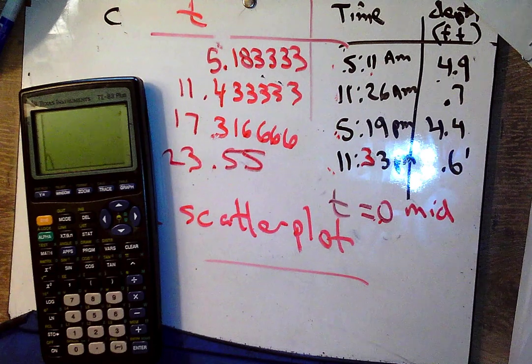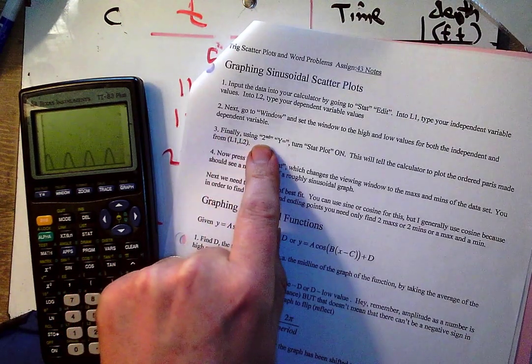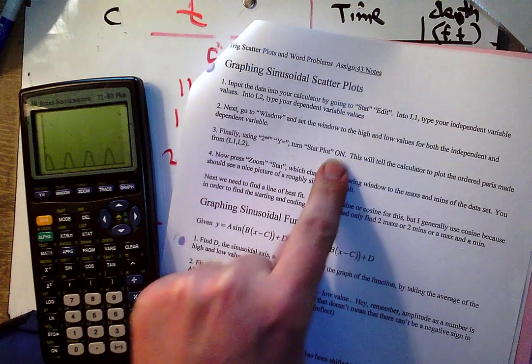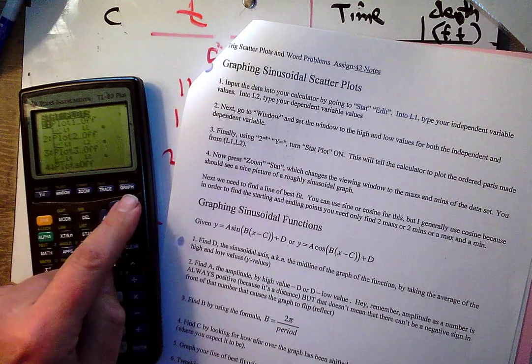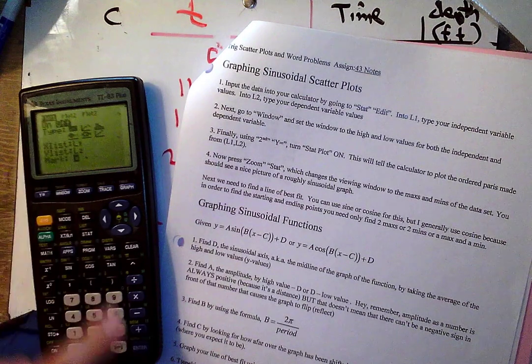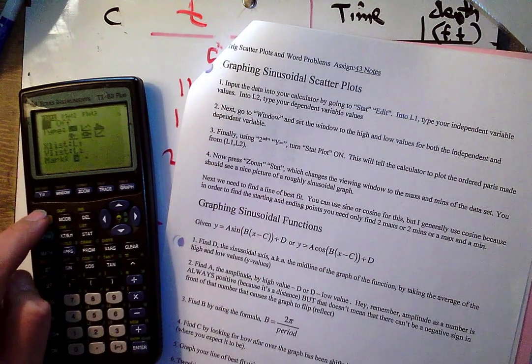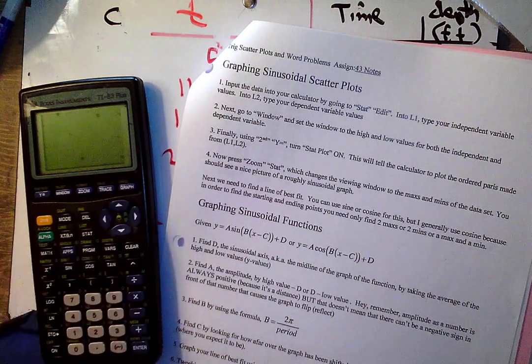Right. Yeah, I don't see it. So where is it, Mr. Koopa? Well, so here's the thing. Notice it says here, finally, using second y equals, turn stat plot on. Okay, so second y equals. See how plot is off right now? I want to turn it on. So now, when I hit graph, I see those 4 points plotted.